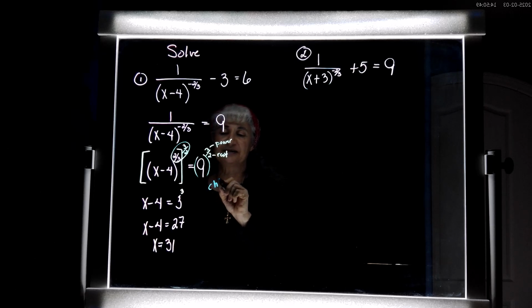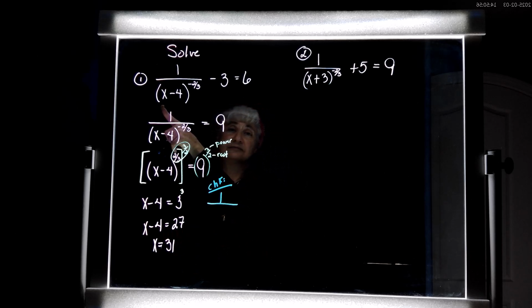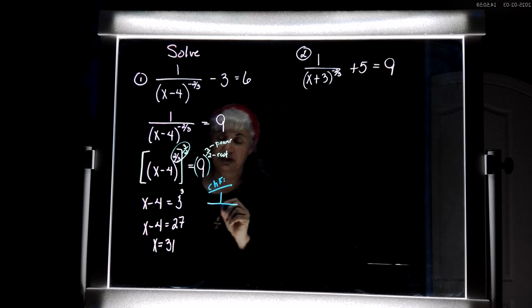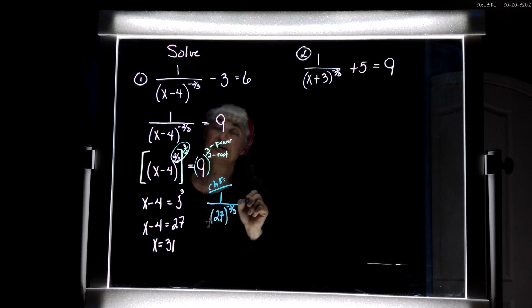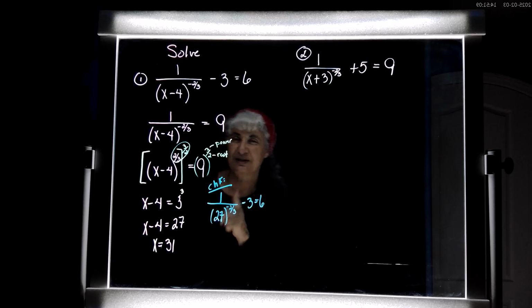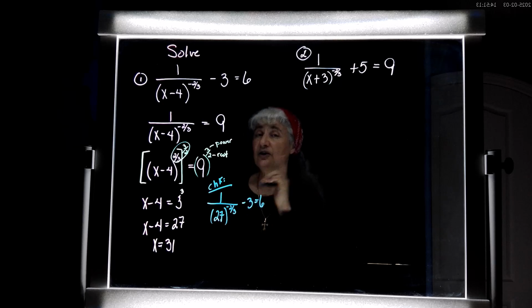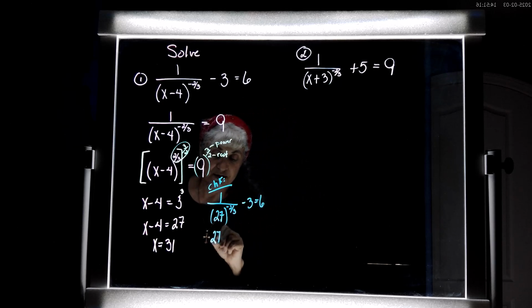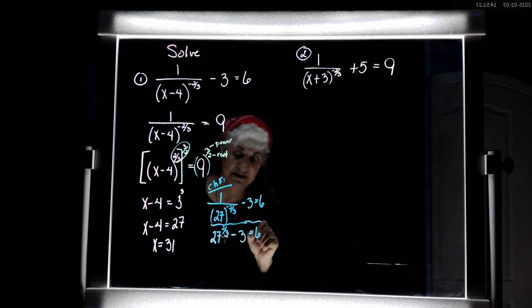Okay. Now, as we've done before, go back and check, make sure everything's okay. So when I check this, I have 1 over. X is 31. What's 31 minus 4? 27. It's the negative 2/3 power. You're minusing 3 and it better equal 6. But what's the negative power mean? Yeah, the 27, because that's what it's sitting on, is in the wrong place. So it belongs in the numerator. So I have 27 to the positive 2/3 minus 3 equals 6.